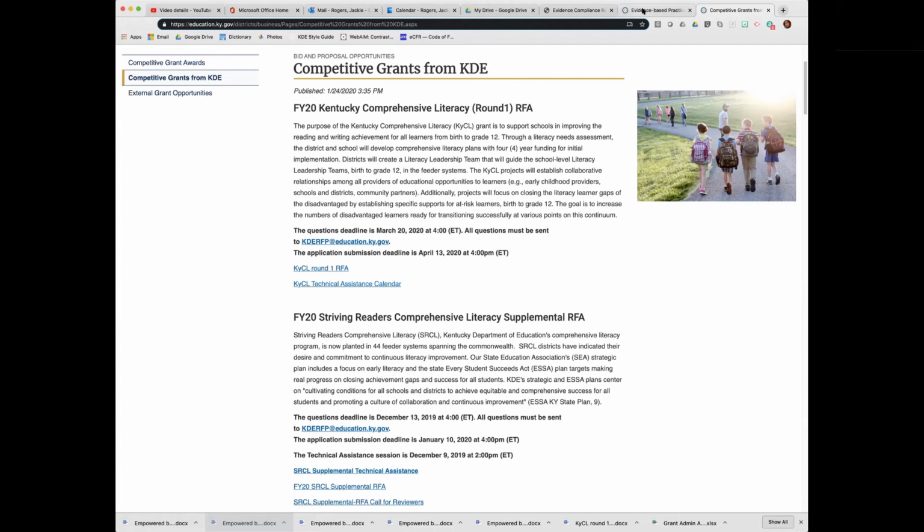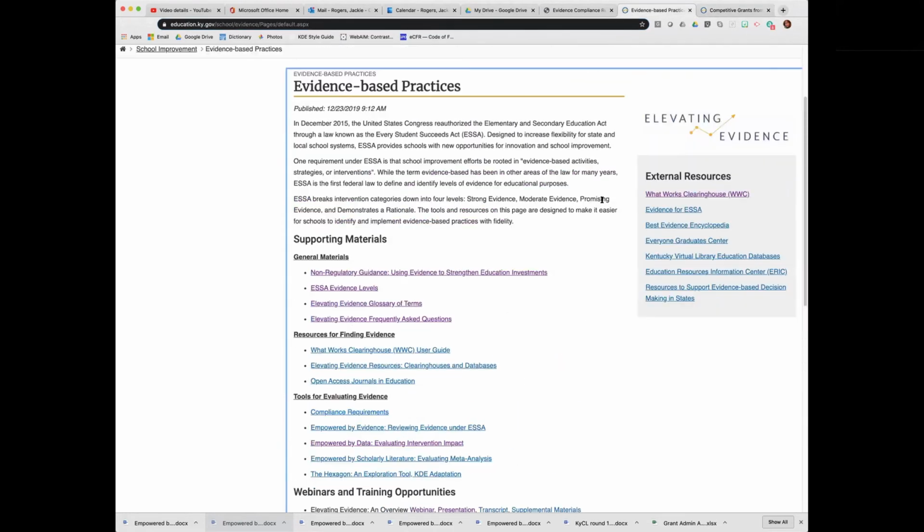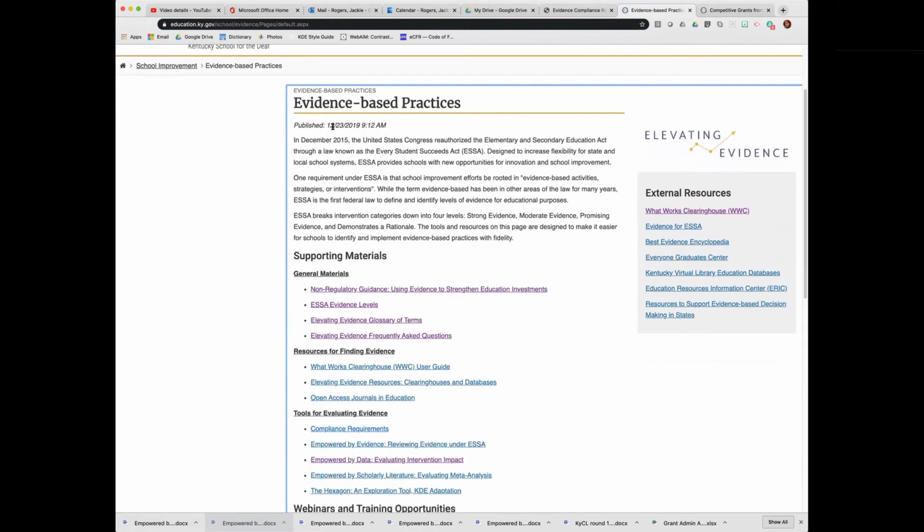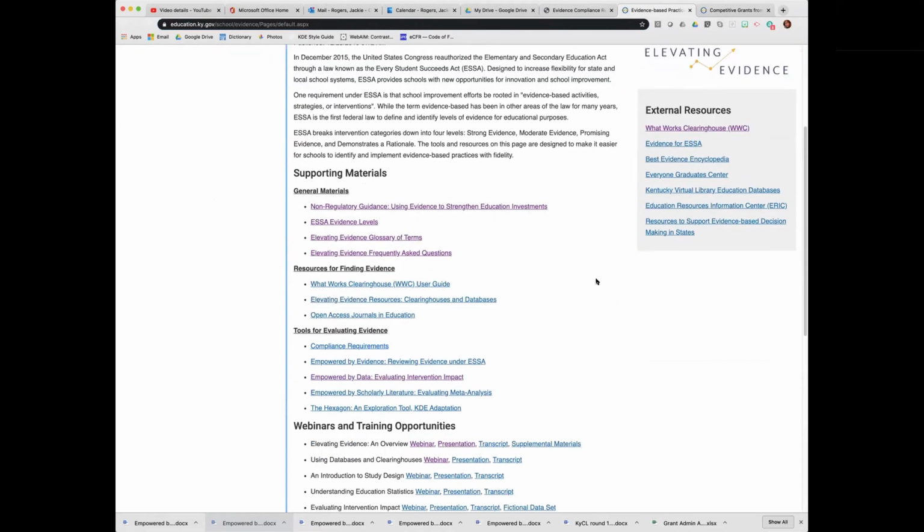Now let's get to the evidence-based practices. If I were to Google, for instance, evidence-based practices KDE, this is what I would find. And this is under school improvement, evidence-based practices. This is something that's updated very regularly, and I want to show you some things I was talking about a few minutes ago.